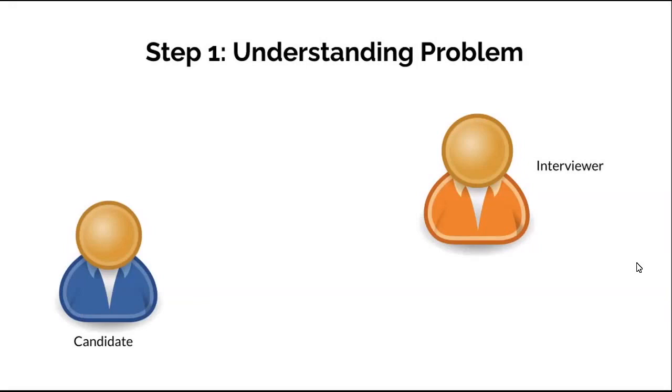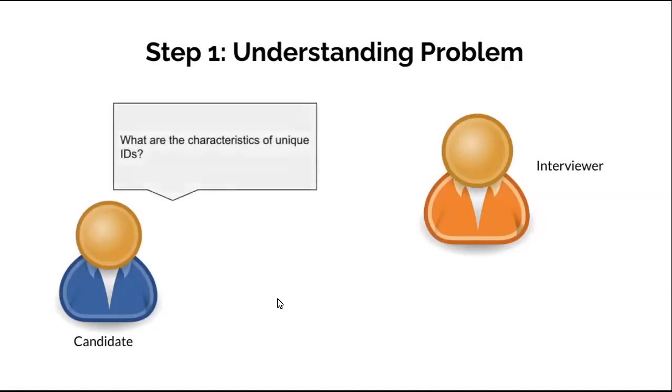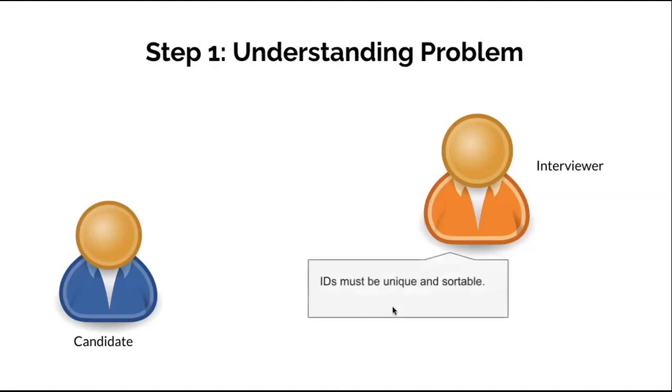Here is an example of a conversation between a candidate and an interviewer that should happen to understand this problem of designing a unique ID generator. So let's see how that conversation looks. Candidate asks, what are the characteristics of unique IDs? Interviewer: IDs must be unique and sortable.